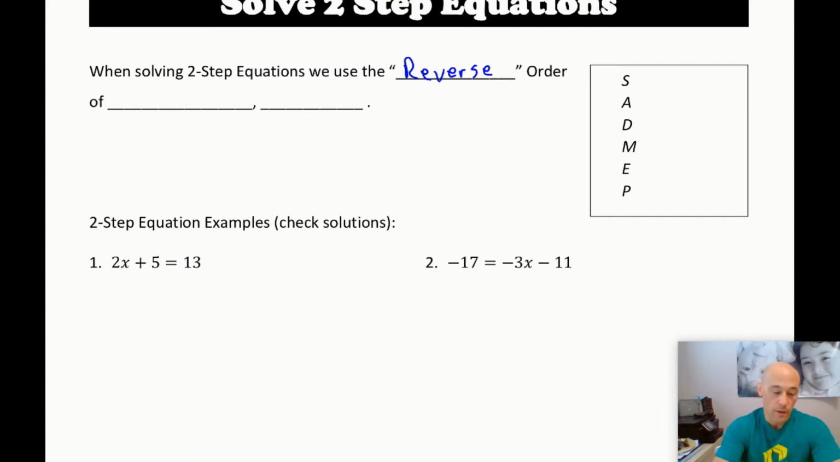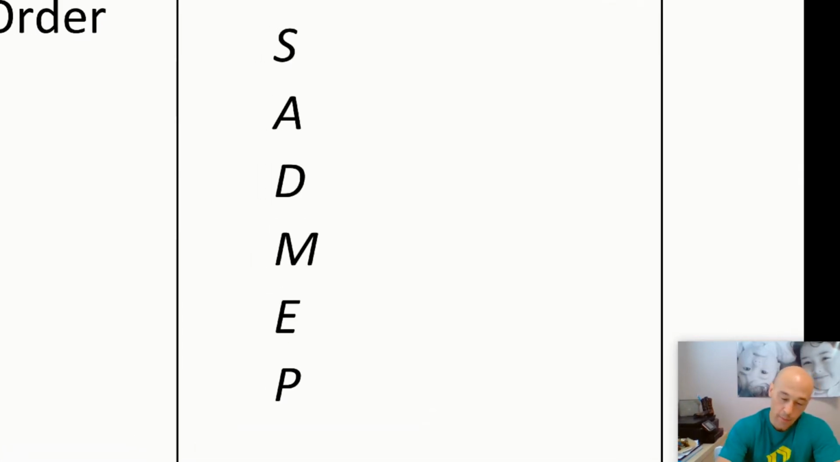So the normal order of operations is PEMDAS. So you can see here, PEMDAS. But we use the reverse order of operations, SADMAP. And we need to think a little bit about what that means.